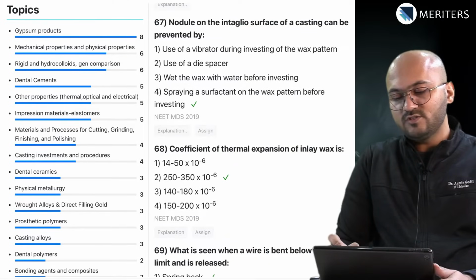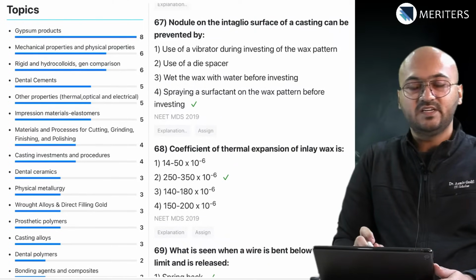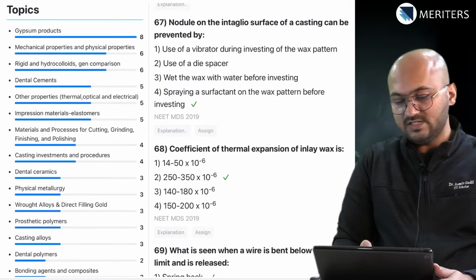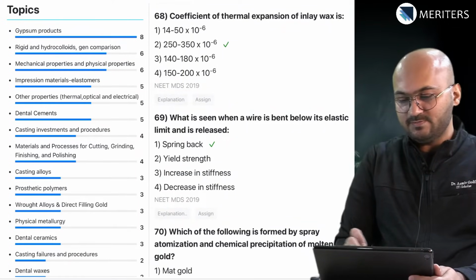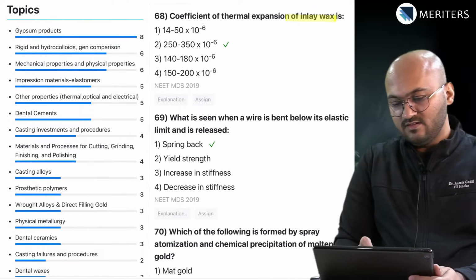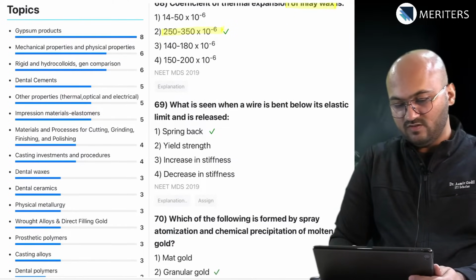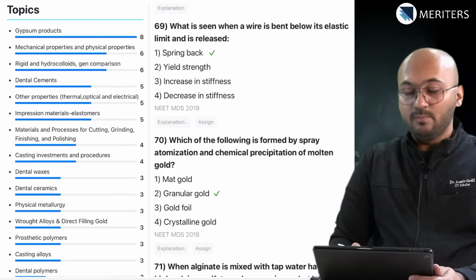Nodule on an intaglio surface of a casting can be prevented by. Casting defects are very important. So you must spray a surfactant on the wax pattern before investing. Then the next question is coefficient of thermal expansion of inlay wax. Factual question on waxes. But that's an important question, okay?